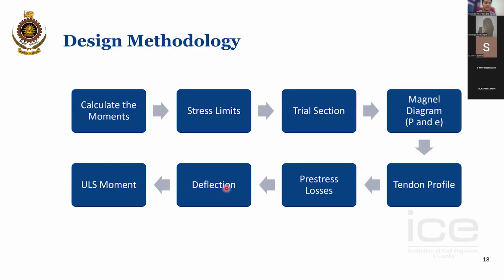And finally, we can check for the ultimate limit state. So all those checks up to the deflection, including the Magnell diagram, pre-stress losses, and tendon profile or trial section, are serviceability checks that we do. So we design the beam in the serviceability stage and come up with all these parameters. And finally, we check it for the ultimate limit state moment and the shear as well.